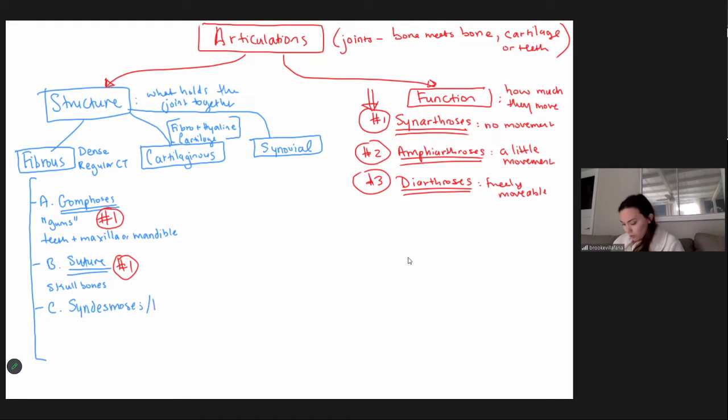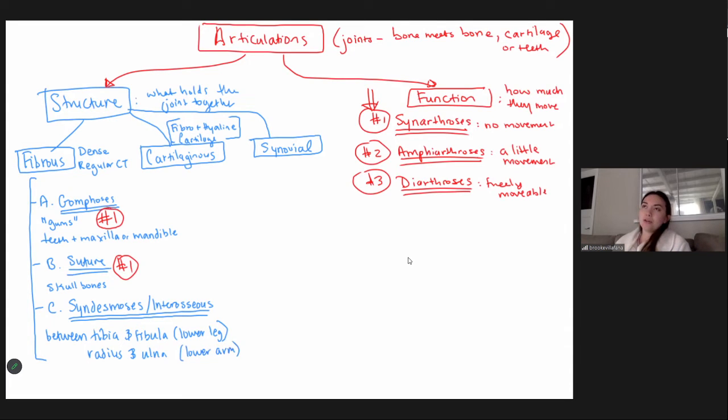The third type of fibrous joint has 2 names, syndesmosis or interosseous. Okay, so 2 names there. So make sure you guys know both of those names. And the location is between the tibia and the fibula. That's your lower leg, or between the radius and the ulna, and then that's your lower arm.